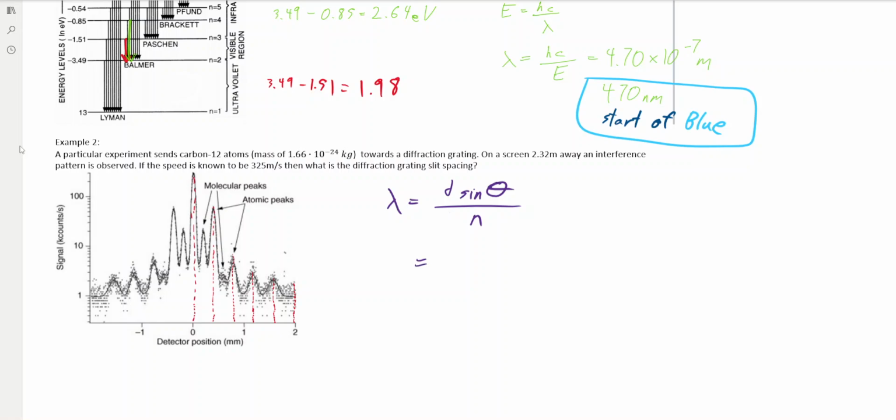So let's go ahead and solve for D. So it's going to be n lambda over sine theta. This is our D, that's what we're looking for. But we don't know the theta and we don't know the wavelength, so we're not doing super well yet. But can we figure out the wavelength?